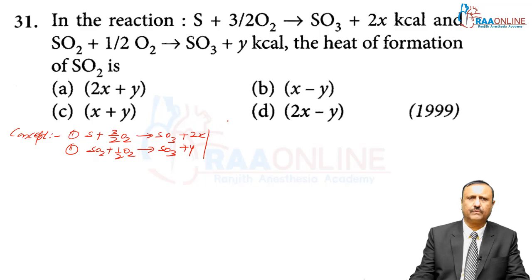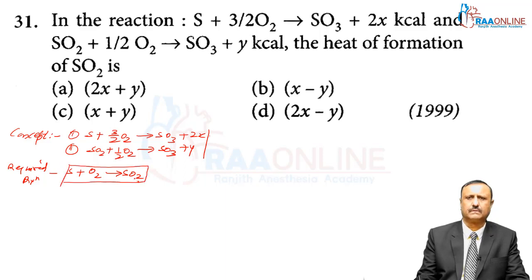Now, my dear students, heat of formation of SO2 means the required reaction. Here we can see the required reaction: heat of formation of SO2 means sulfur plus O2 to give SO2. This is our required reaction. Heat of formation, S plus O2 to give SO2, this is our required reaction. Now, this reaction is required by these two.